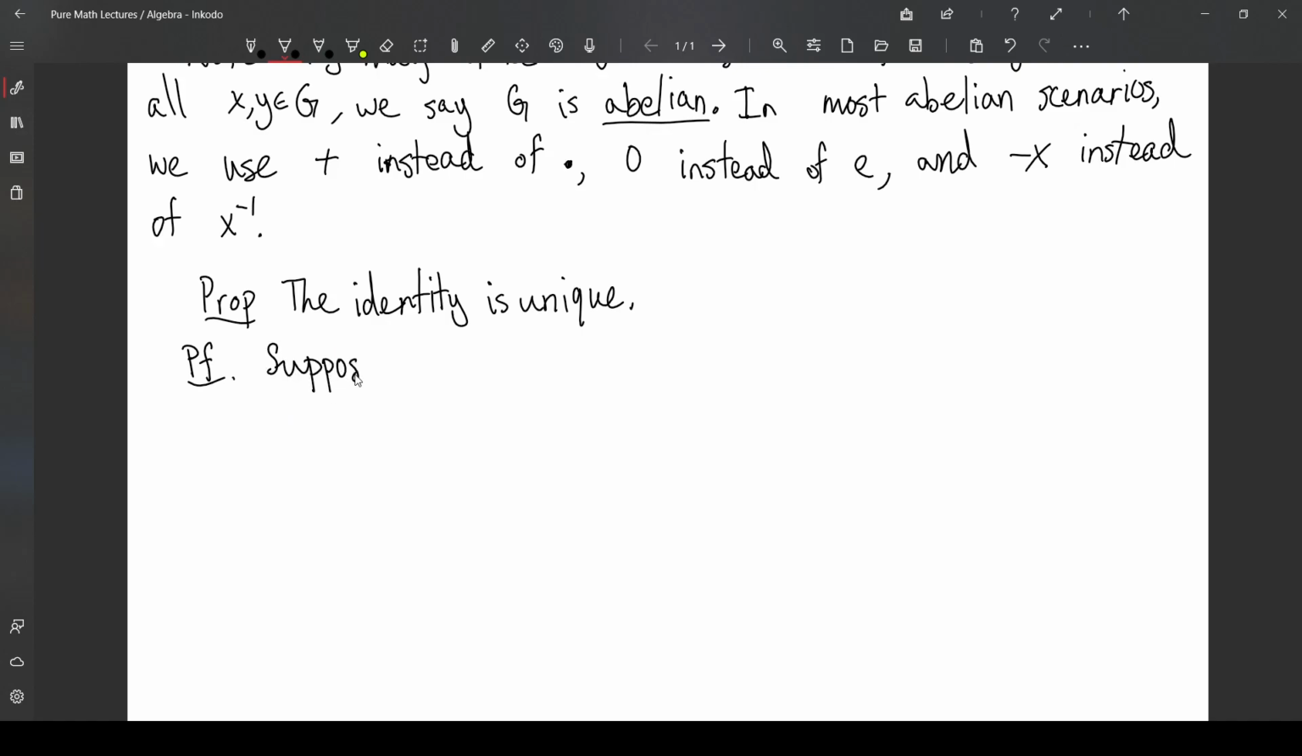Suppose E and E prime are two identities. Then E is equal to E times E prime, right? Because E prime is an identity, so multiplying by E prime doesn't change E. But E is an identity, so multiplying E prime by E is equal to E prime. And so we've proved that the two identity elements have to be equal to each other.